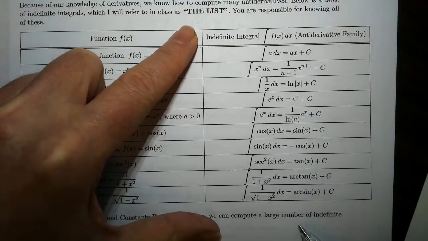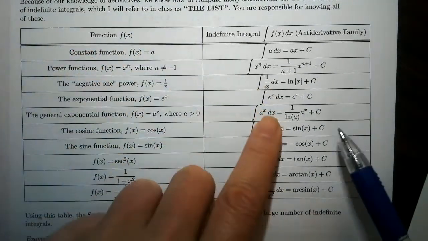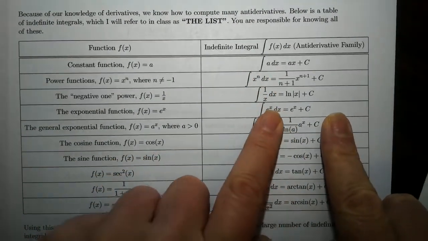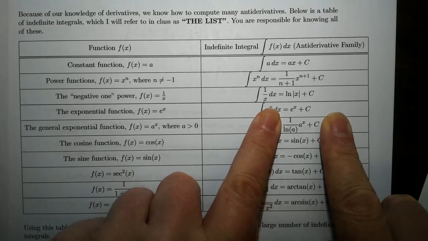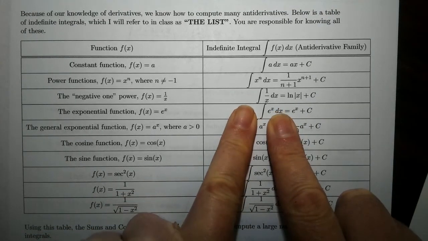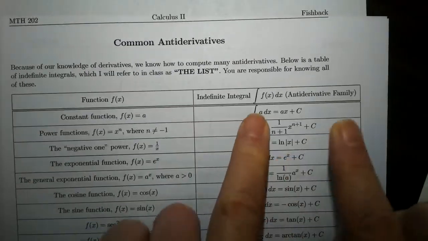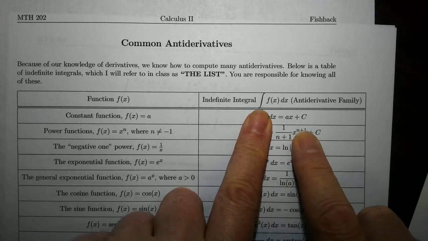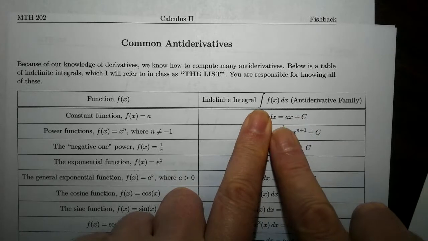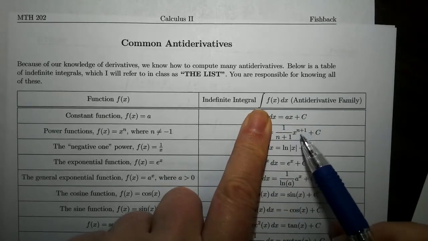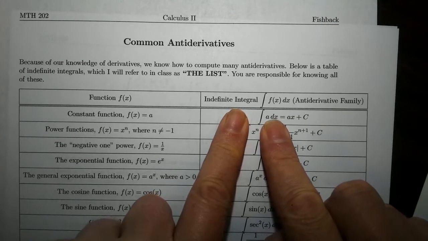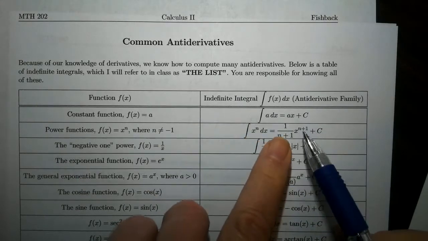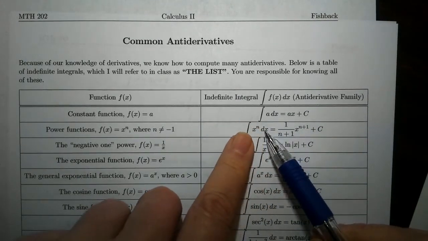And so we have a table of common antiderivatives, and each of these is obtained in the following way. Take what you have on the right, take its derivative, and you get what's inside the integral on the left. For example, if you take the derivative of 1 over n plus 1, x to the n plus 1 plus c, you'd bring the n plus 1 down, it would cancel with that, and you'd have x to the n. And that's precisely what we have inside the integral there. So we're going to call this the power rule for antiderivatives.